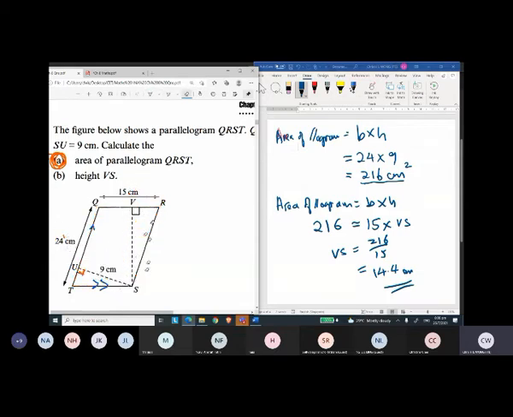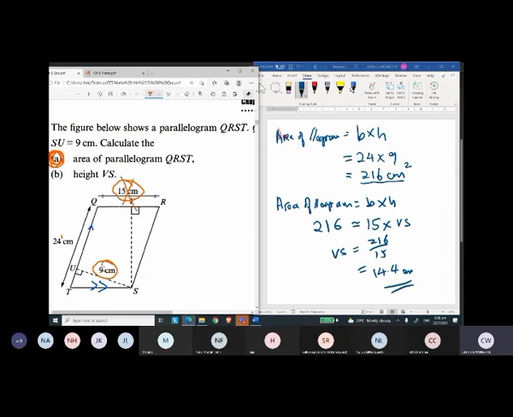Let's say, for example, they say, okay, what is the base? Oh, the base is 15. Oh, what is the height? Oh, 9. Then you're wrong because they are not perpendicular. Can you see that? Yeah. So if you're taking 9, you cannot take 15 as the base. If you're taking the 9, you must take 24 as the base. Can you see it? Yeah. Very good.